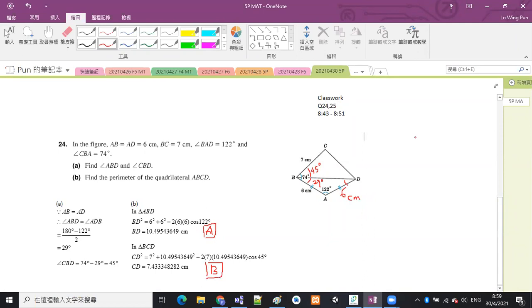Okay, because I will use this later. Save this answer to memory B. Okay, and finally, I need to answer the question. The question asks us to find the perimeter of the quadrilateral ABCD.